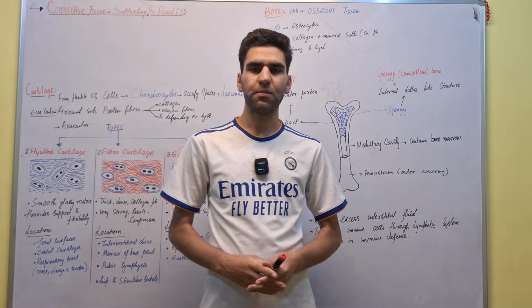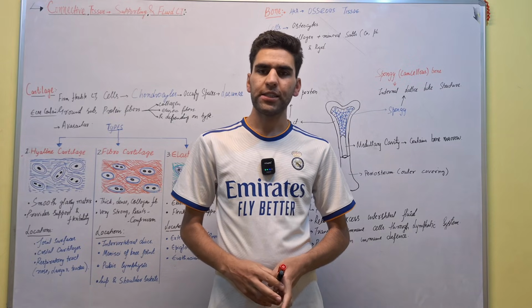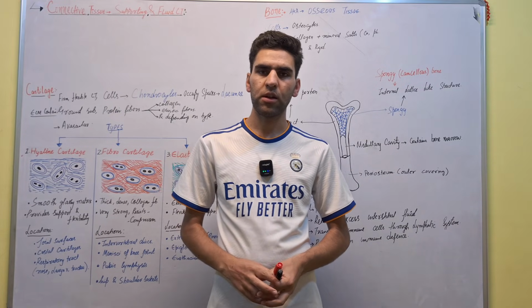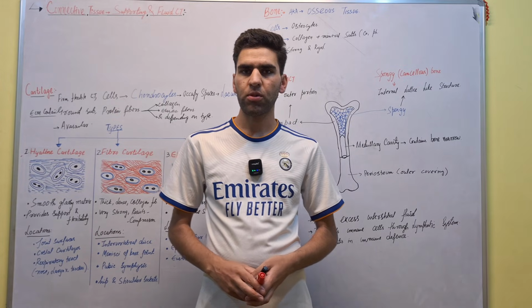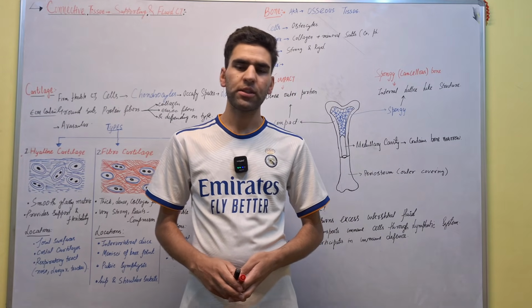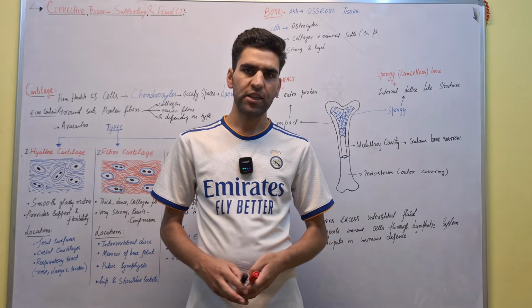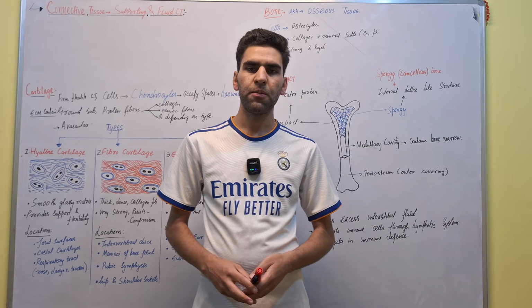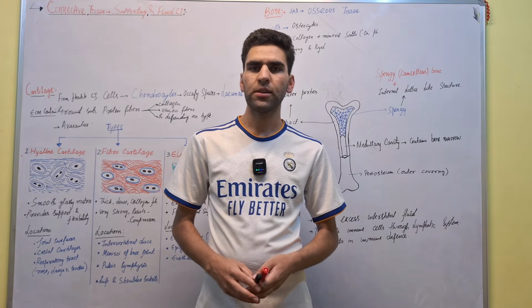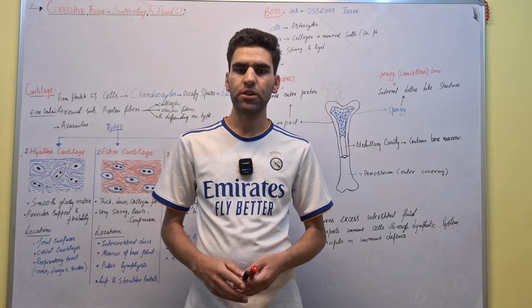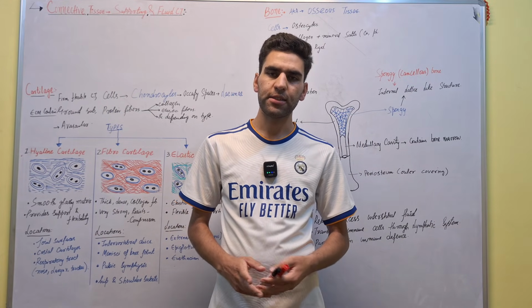Hello everyone, welcome back. This is our third lecture on introduction to the tissues and last lecture on connective tissue. In the last one, we discussed connective tissue proper, where it is located, what its main functions are, and the classification of connective tissue proper as well. In today's lecture, we are going to discuss the further two types of connective tissue, that is supporting connective tissue and fluid connective tissue. So without wasting any time, let's get started.